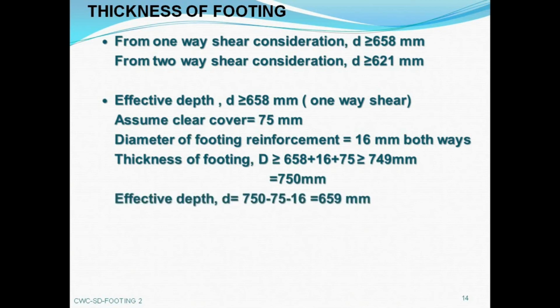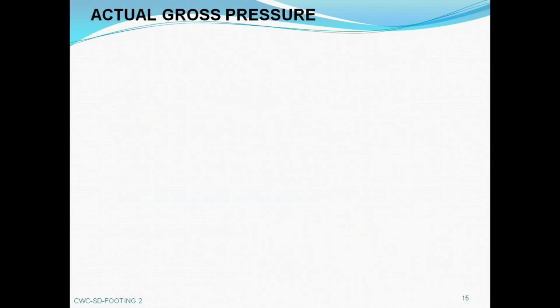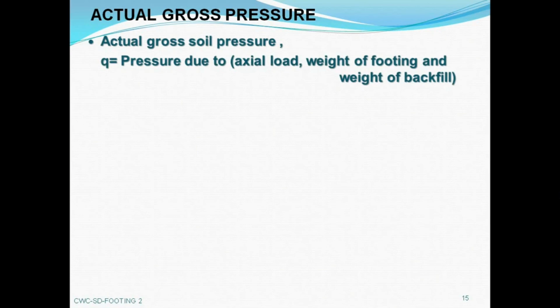Now from this we can calculate the effective depth. D as 750 minus 75 minus 16, that is 659 mm. So we got the thickness of footing as 750 mm and it is marked in the drawing. Now we have all the dimensions of our footing in hand. So let's check the actual gross pressure. The actual gross soil pressure will be equal to the pressure due to axial load, weight of footing and weight of the backfill all together.